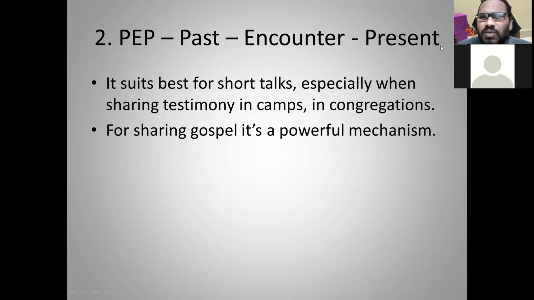So what is that encounter? What is that paradigm shift? Or what is that particular place where something great had happened? That is called encounter. And out of that encounter, how are you doing now, present? It can be like anything. Segmenting your life into three parts, past, encounter, present. So it can be used for testimonies.